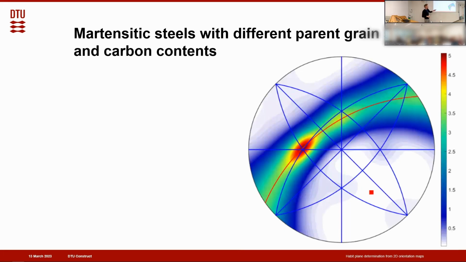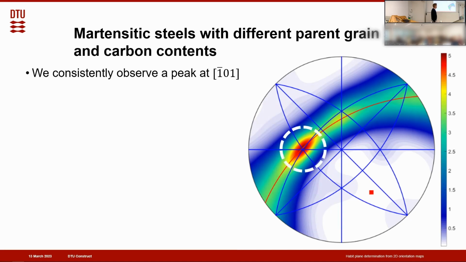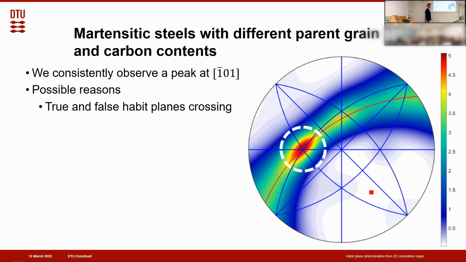So the last one I want to maybe highlight is this pole that we've been looking at here. So you always see this pole at -101 consistently in all our measurements. And we, of course, ask ourselves, what is this pole about? So there are possible reasons. We're not really sure yet what it is.